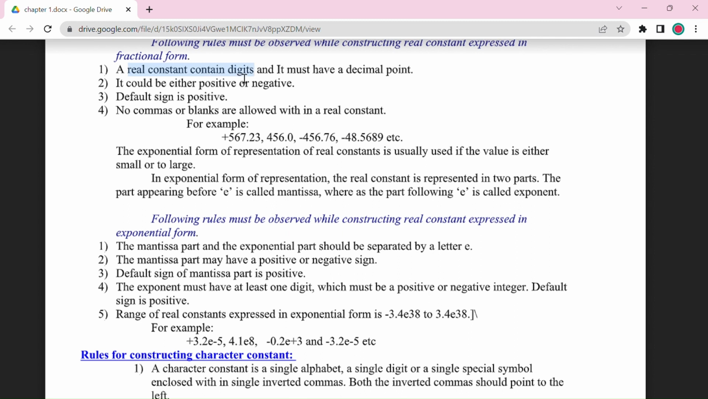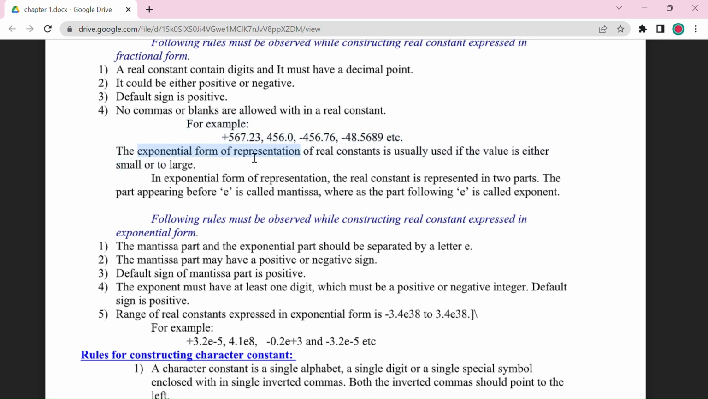A real constant contains digits, and it must have a decimal point, because if it doesn't have a decimal point, then it is no longer a float constant. Then it comes under the category of the integer constant. It could be either positive or negative, just the same as for the integer constant. The default sign is positive. If you don't put any sign to a float number, then it would be considered positive, as in basic mathematics, right? No commas or blanks are allowed within a real constant. You cannot put commas or blanks, because it will only give you an error. So make sure you consider that.